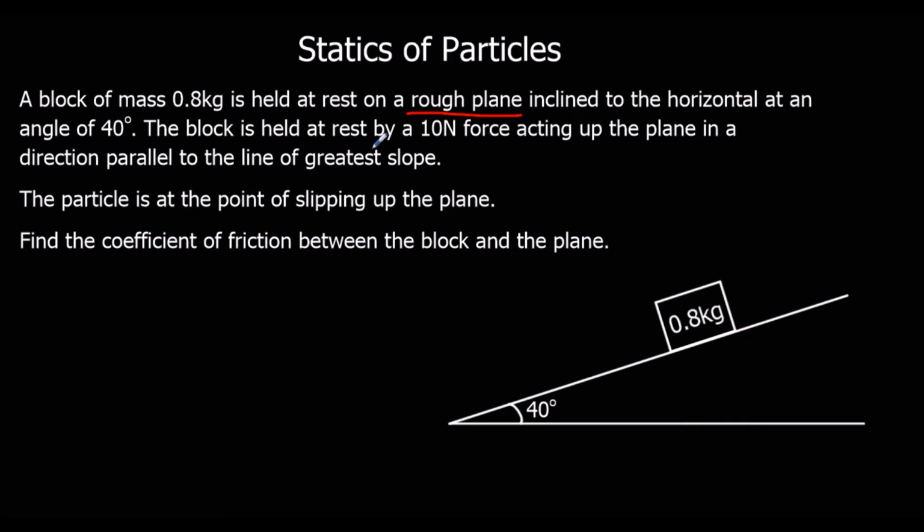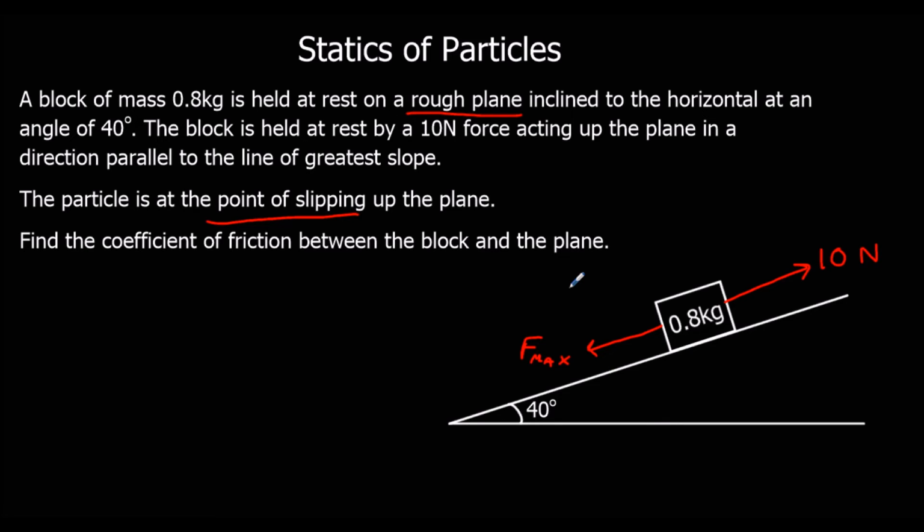The block is held at rest by a 10 Newton force acting up the plane in the direction parallel to the line of greatest slope. So we've got a 10 Newton force acting up the plane. The particle is at the point of slipping up the plane. So the point of slipping up the plane means friction is opposing the motion. So friction is going to act down, and it's on the point of slipping. So friction is going to take its maximum value.